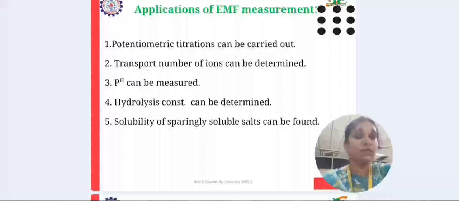For this, it is very beneficial to use EMF measurement: the solubility of sparingly soluble salts like silver nitrate, and the solubility functions of these salts, can be found using this EMF measurement. This is the main application of EMF measurement.